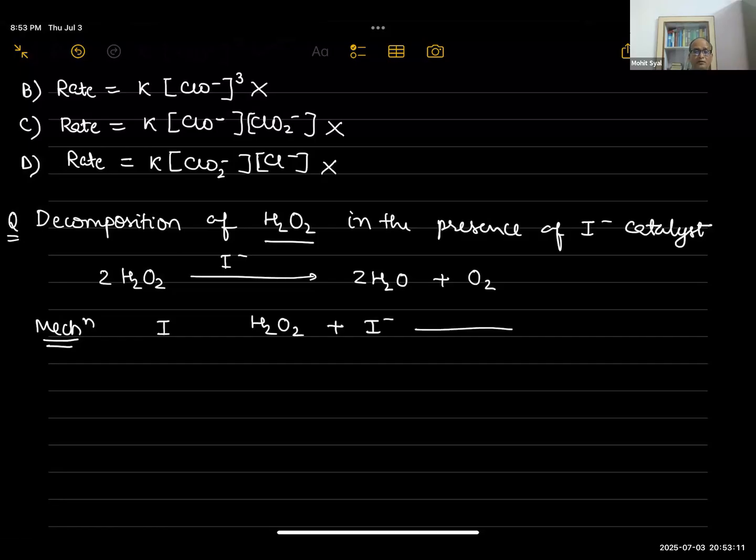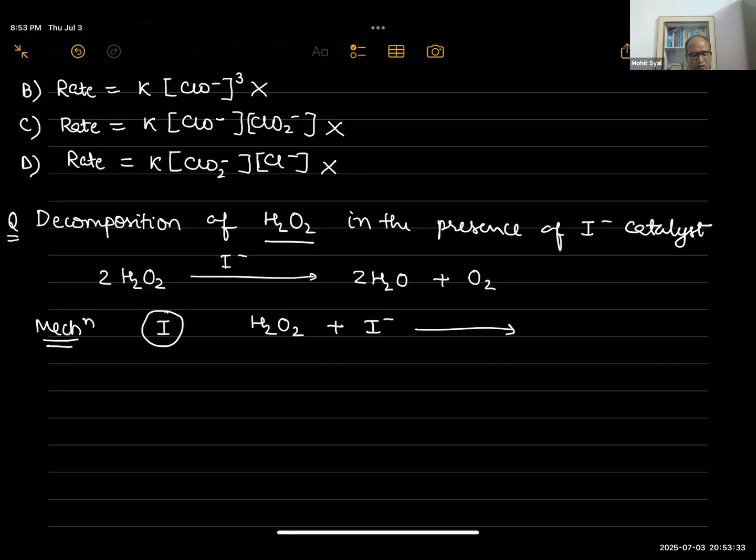So this is given to you. Or indirectly, if the rate law is given, you can cross check which is matching with the RDS, and accordingly you can select the mechanism or the RDS also.